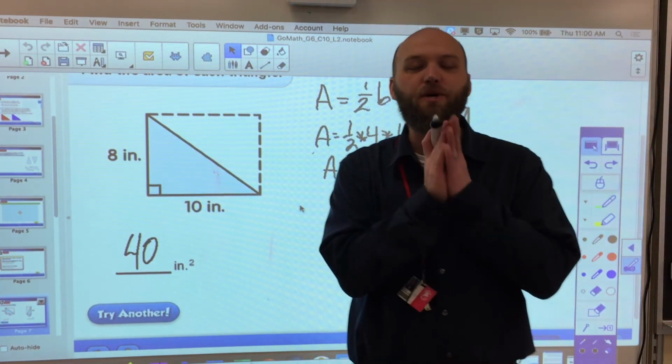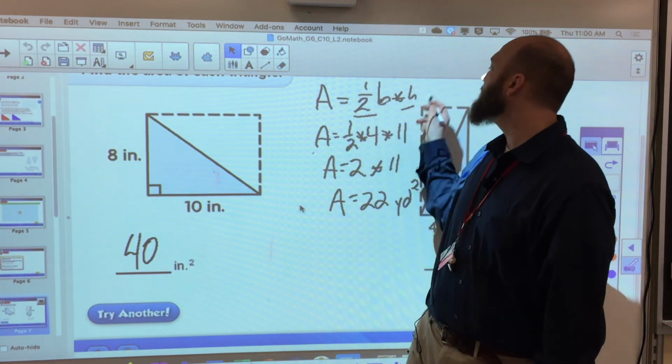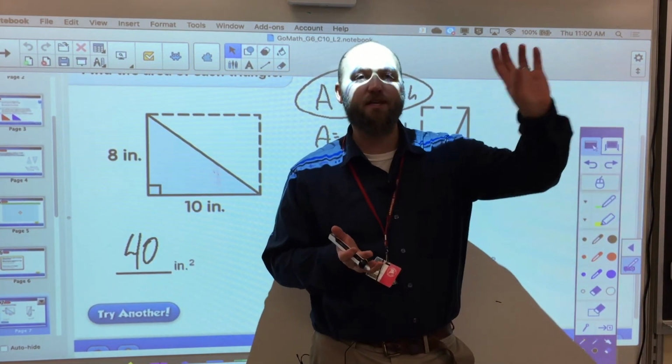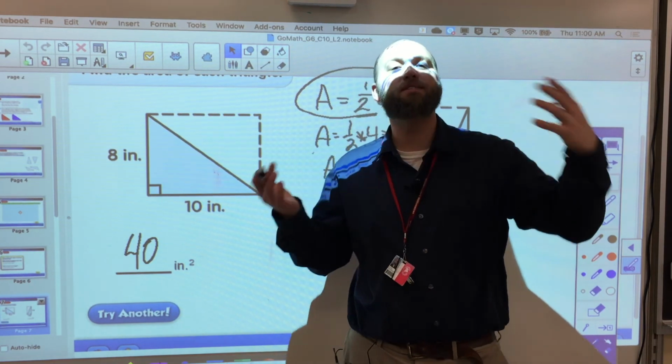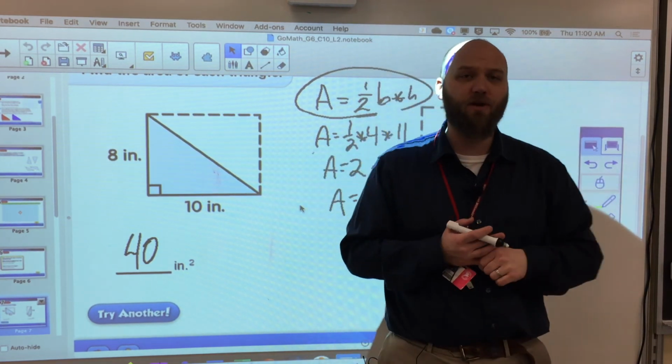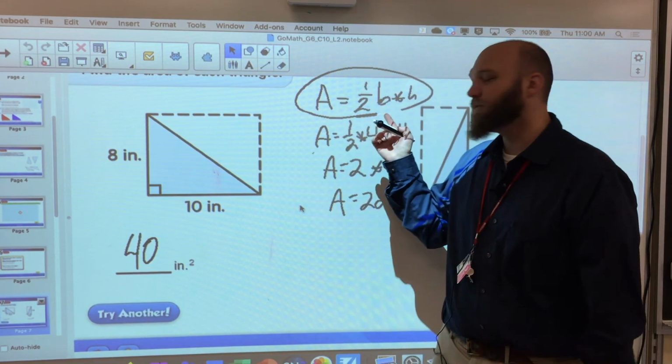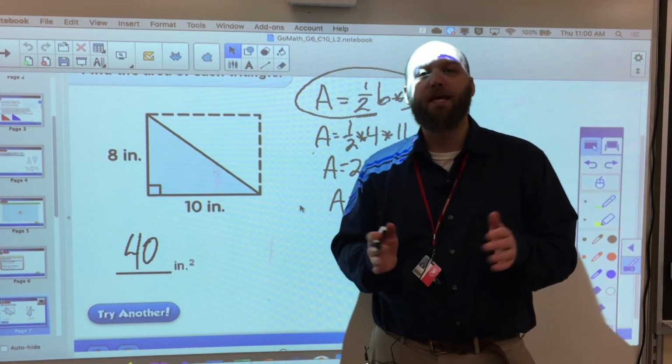So always, always, always, ladies and gentlemen, this is going to be everything. Area equals base times height. Then how does a triangle relate to a rectangle? It's half of it. So the formula for a triangle is area equals 1/2 base times height. Start with a formula, plug in what you know, take your time and solve it.